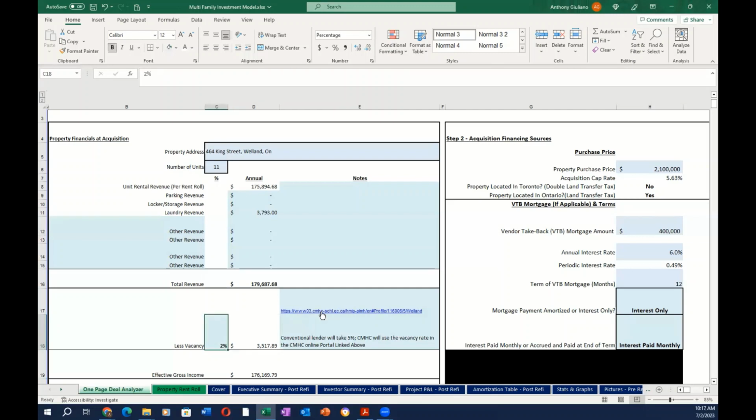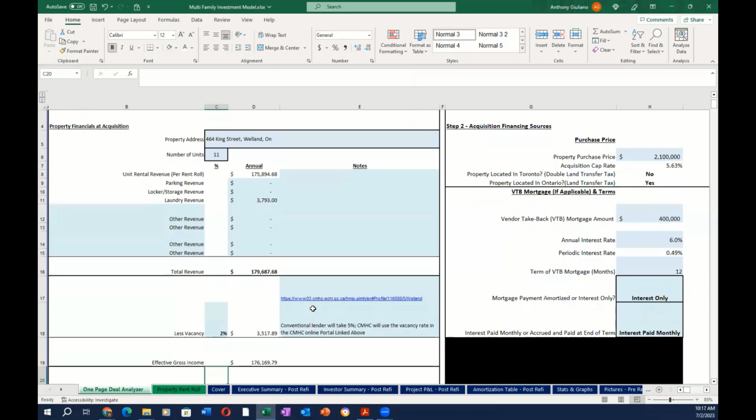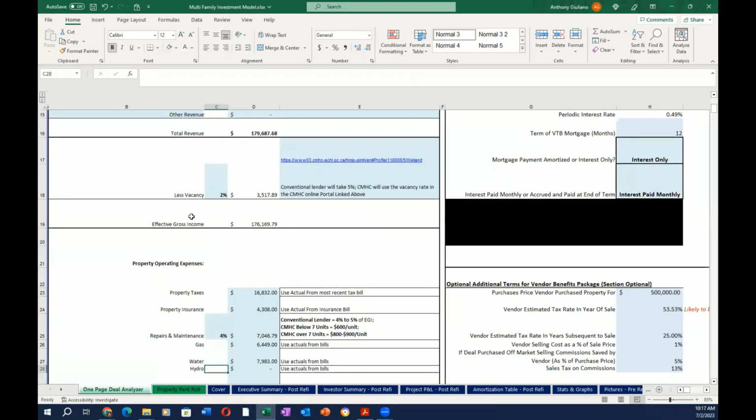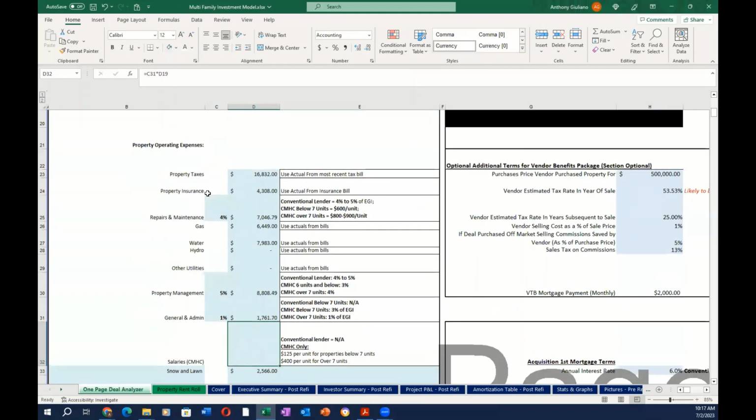But in this particular situation, I know that if you're underwriting with CMHC, I'm just going to use 2% for now, probably maybe closer to 5%, but we'll just use that to ultimately get to our effective gross income, which is the gross revenues minus the vacancy rate. Now, next, we're going to move on to the next section where we're going to enter in the operating expenses on the property.